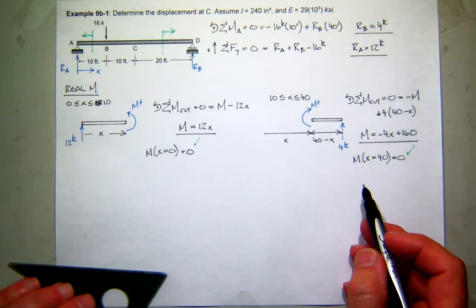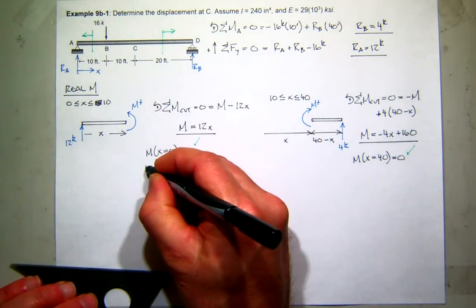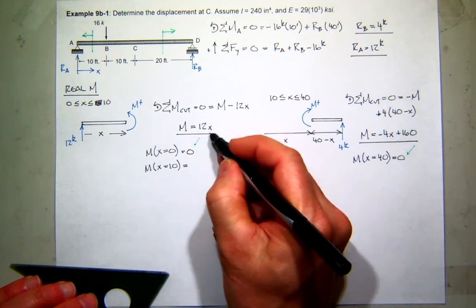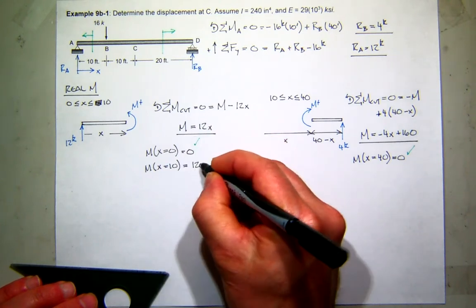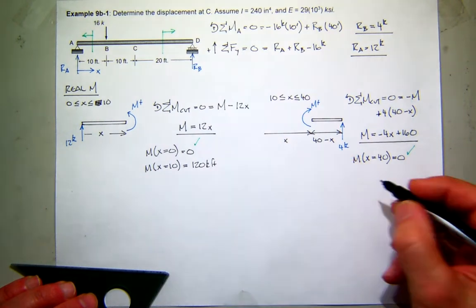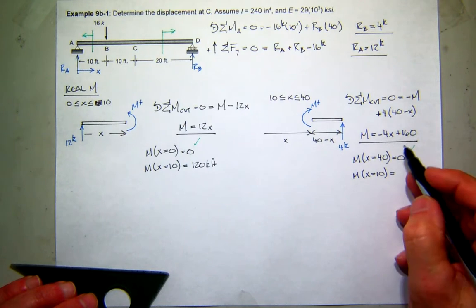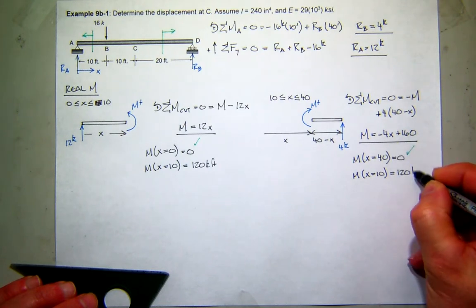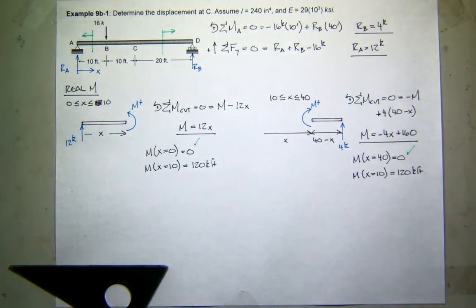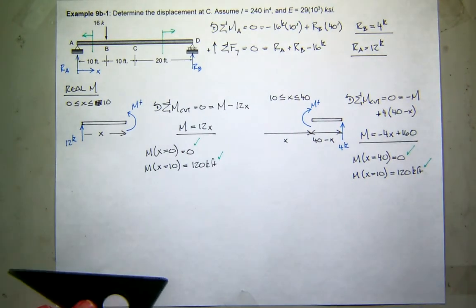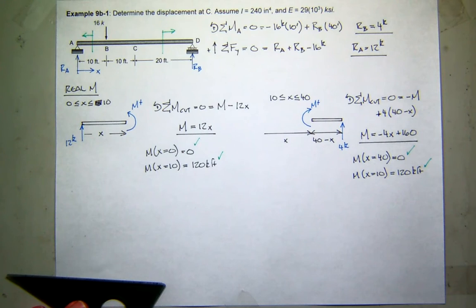And at the point they share, which would be x equal 10, according to this equation, you plug in x equal 10, you get 120 kip feet. You come over here and you plug in x equal to 10, what do you get? You get 120 kip feet. So they match there too. So that makes me feel pretty good that I got my real moments right. And this would have been enough for exam 1, right?